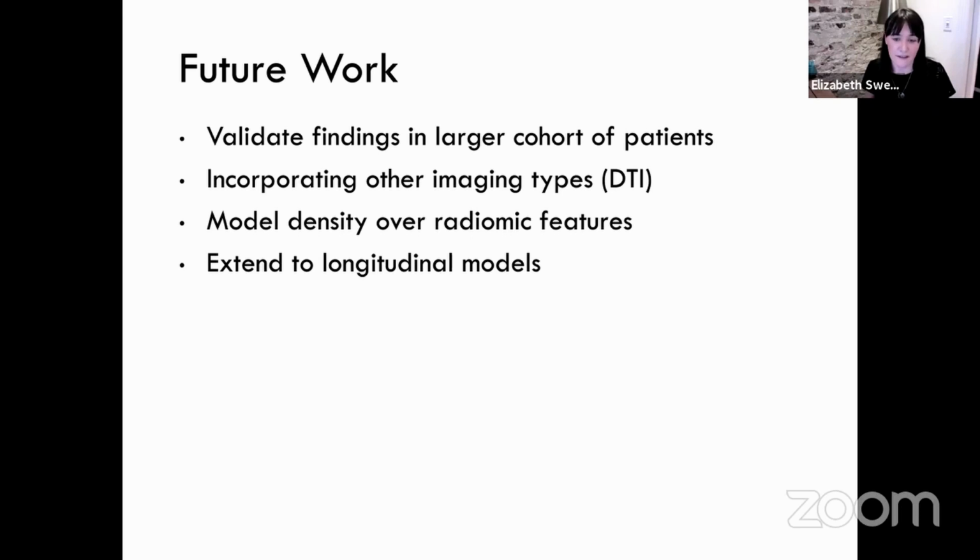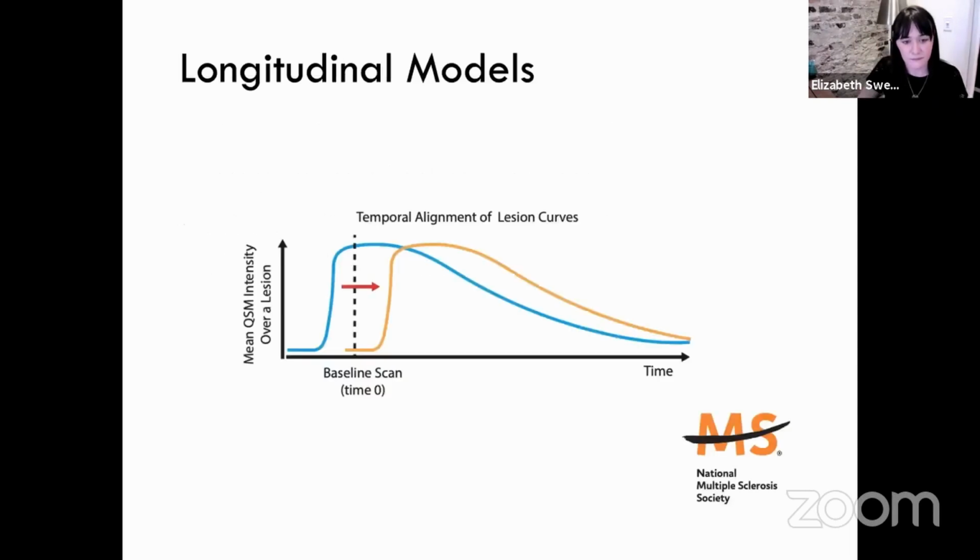Future work is to validate findings in a larger cohort of patients. That's a bit difficult because it's hard to get these enhancing lesions and to get a really large amount of data for this problem. We'd like to incorporate other imaging types such as DTI to see if there's signal for aging lesions in DTI. We would also like to extend these models to model the density rather than just using radiomic features. I'm going to talk just very briefly about extending this to longitudinal models.